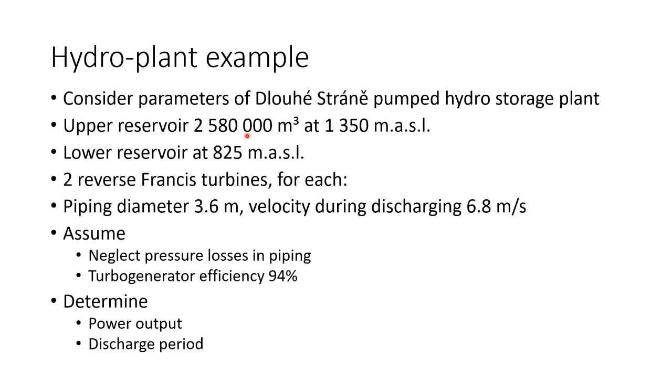The lower reservoir is in a valley at the height of 825 meters above sea level, and this power plant has two reverse Francis turbines. Reverse means that they can be used as turbine in the power plant mode and pumps in the reverse or pumping mode. And for each there is a piping with diameter of 3.6 meters and velocity during discharge of 6.8 meters per second. We will neglect any pressure losses in the pipings and valves.